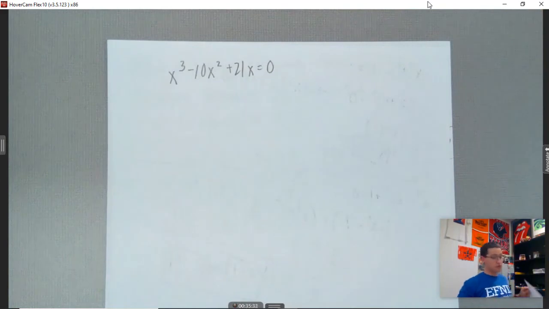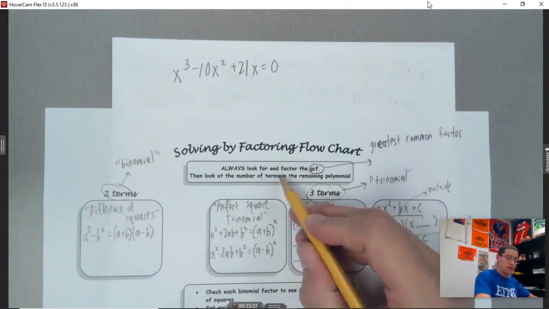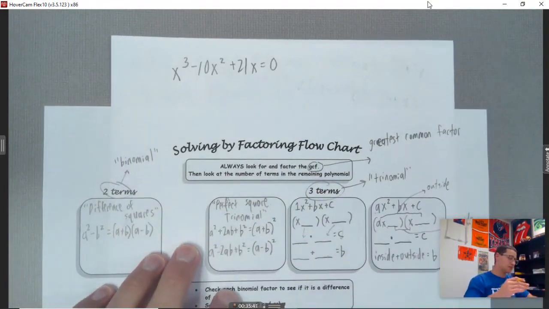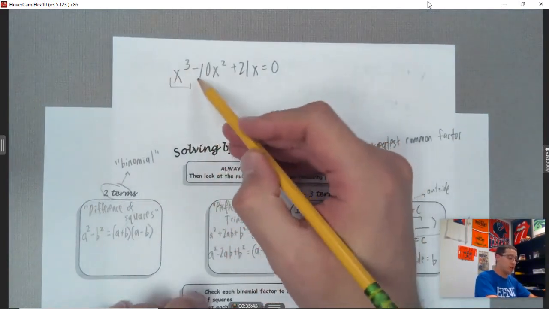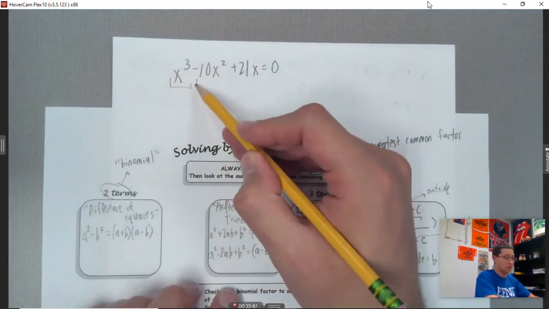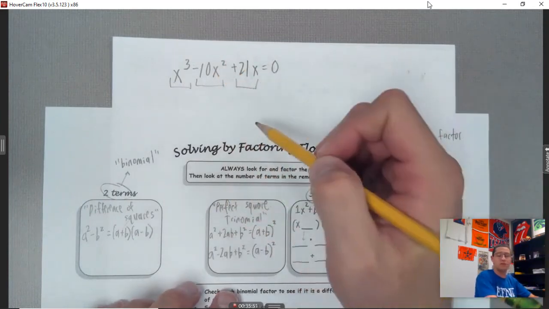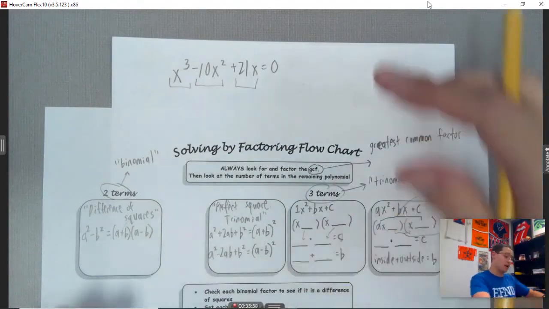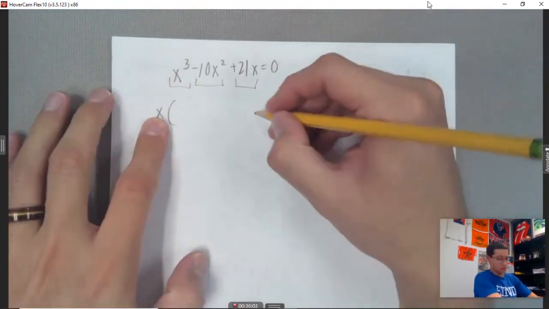Okay, again, I'm using my flow chart. First step, always look for and factor the GCF. So I'm looking through each of my terms, and I'm asking myself, do I have a GCF? I've got an x cubed term, an x squared term, and an x term. So I do have a GCF here. They each have x, so I'm going to go ahead and pull that out. And then you see what's left over.